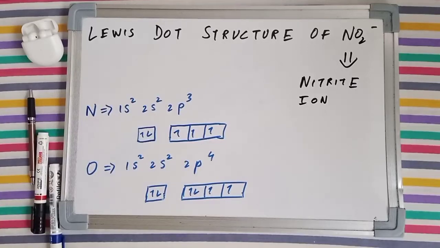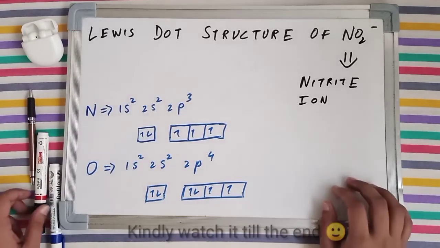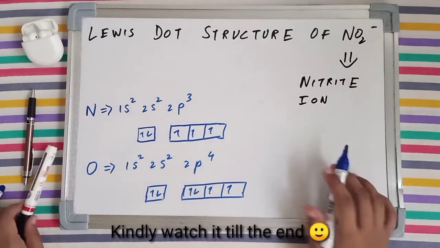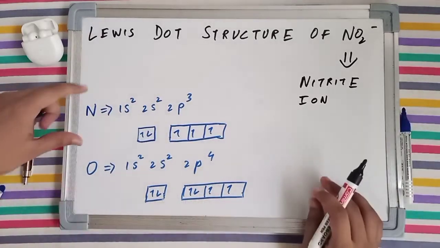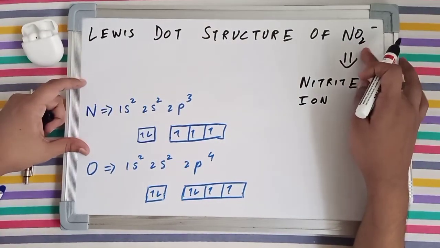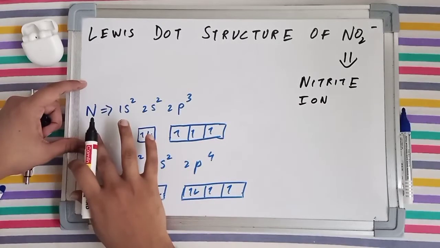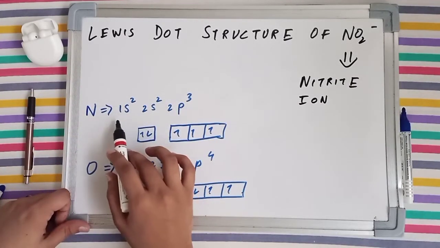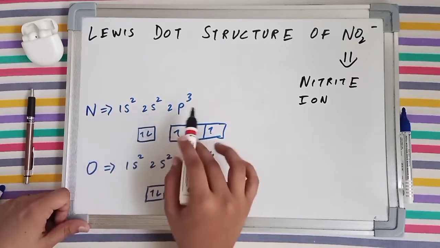Welcome everyone. We are interested in drawing the Lewis dot structure of NO2 minus, which is known as the nitrite ion. Now, in order to draw the Lewis dot structure, we need to find out the valence electrons of the different atoms present in this molecule, and we're going to find out the valence electrons by writing the electronic configuration. So the electronic configuration of nitrogen is 1s2, 2s2, 2p3.